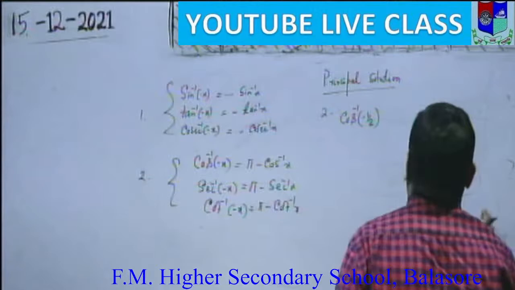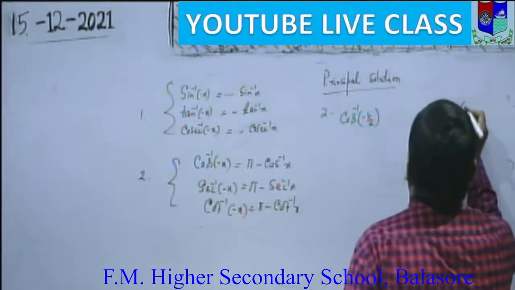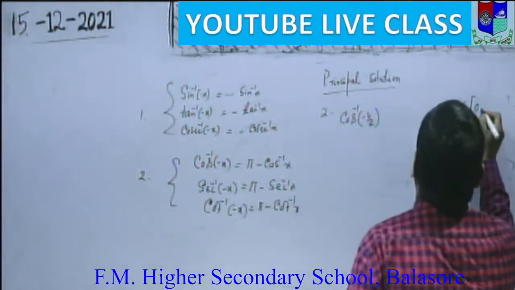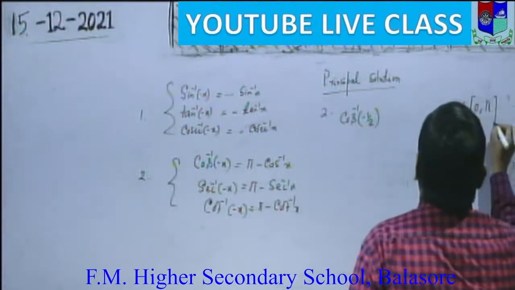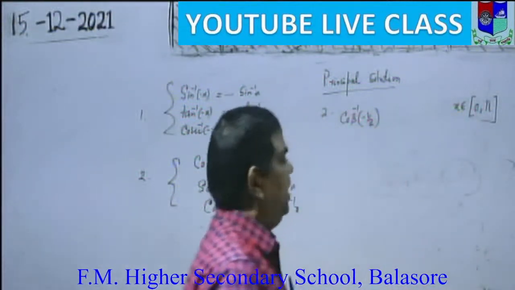Since it is cos, your angle should lie between 0 to pi. Its principal domain is this.